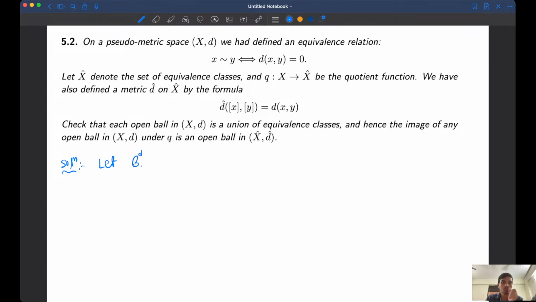Let B_r^d(x) be, by definition, all points y in X such that the distance between x and y is less than r, the open ball of radius r centered at x with the metric d. So we can show that if any element is in the ball, then its equivalence class will also belong to the ball. Then we can write this ball as the union of equivalence classes. Exactly, so that's what we need to show.